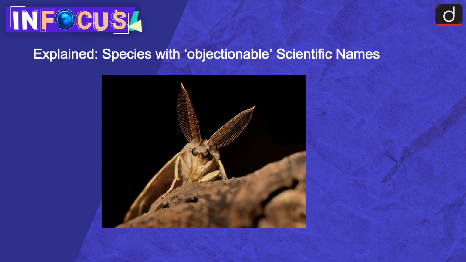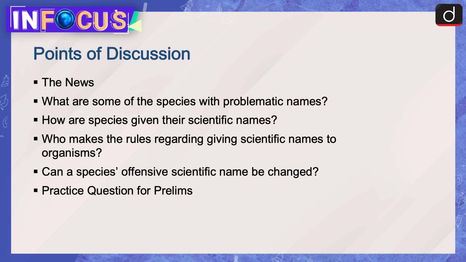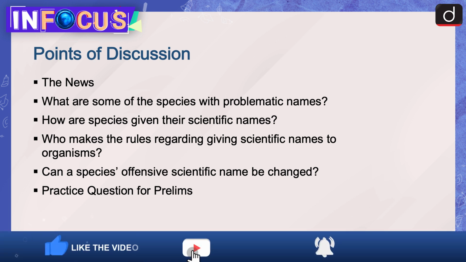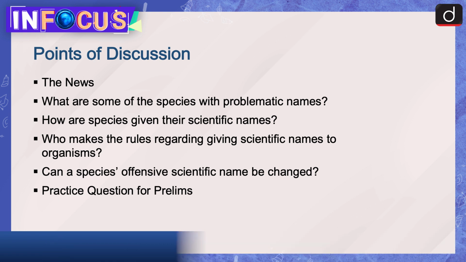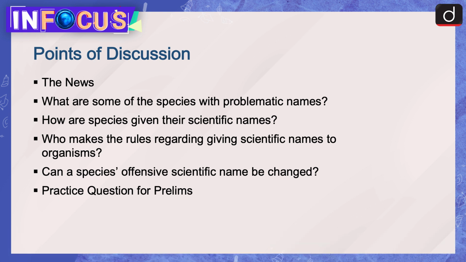Today's topic of discussion is species with objectionable scientific names explained. Points of discussion will be the news, what are some of the species with problematic names, how are species given their scientific names, who makes the rules regarding giving scientific names to organisms, can a species' offensive scientific name be changed, and lastly, a practice question for prelims.